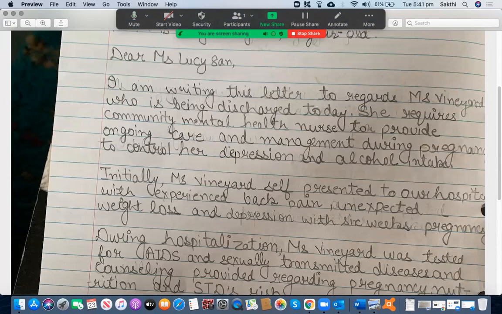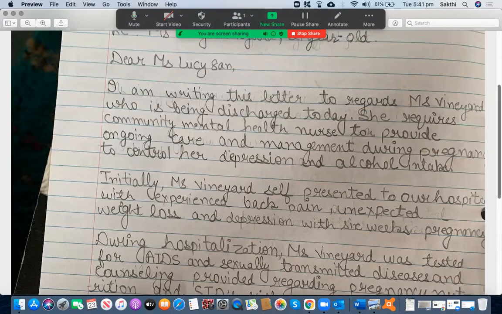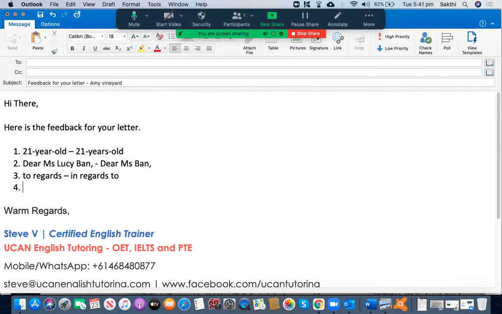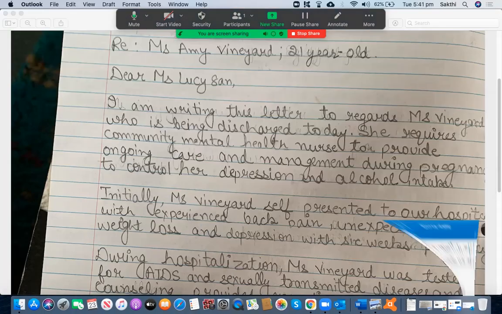She requires community mental health nurse to provide ongoing care and management during pregnancy to control her depression and alcohol intake. That's good. You have to mention she requires a community mental health nurse. You have written community mental health nurse. That's all right, but you have to add a. So you have to say a community mental health nurse. All right, let's go to the next one.